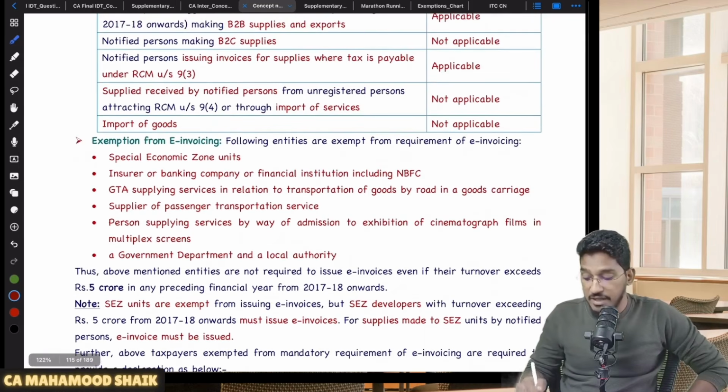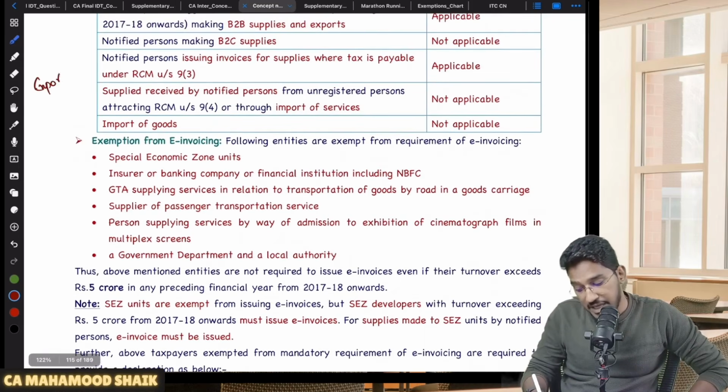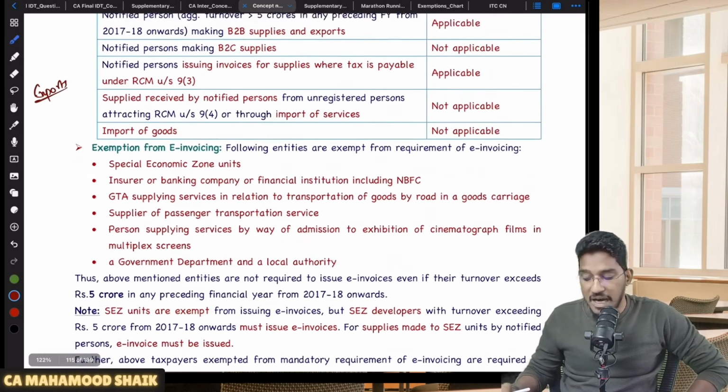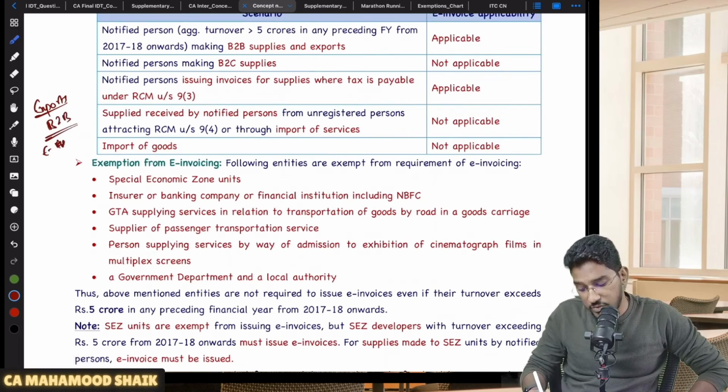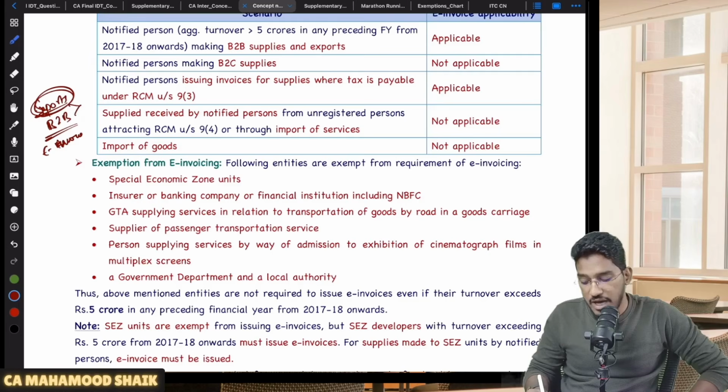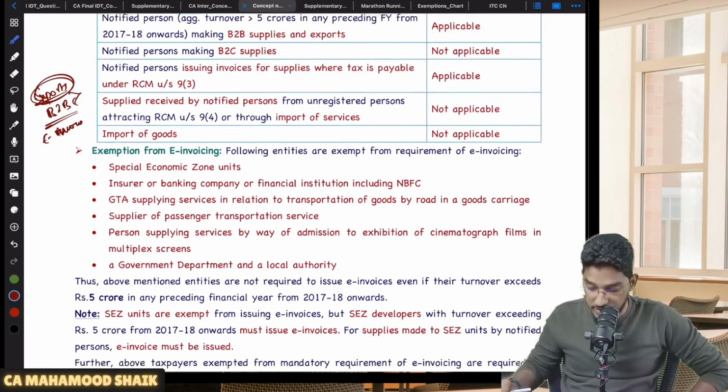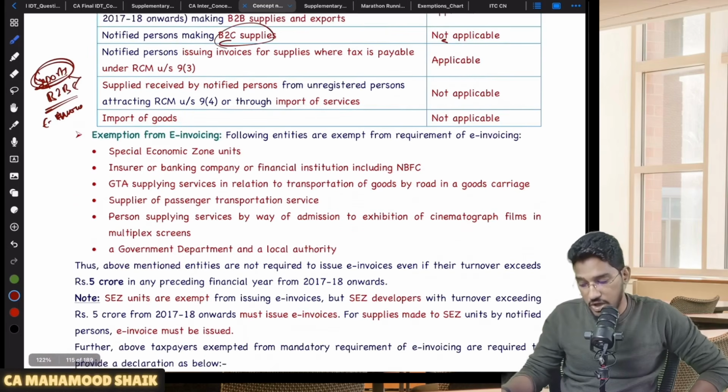But sir, what about exports? Exports are also treated as B2B supplies only. Even for exports, you are required to generate the e-invoice. So for all B2B supplies, including exports, you are required to generate the e-invoice. Sir, for B2C supplies, not applicable.